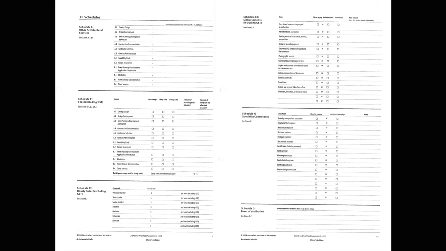Now, Schedule F, you can see there is a list of specialist consultants, and you can see also that the options are for the client to engage or for the architect to engage. So really, this goes back to what we were talking about in terms of secondary consultants and sub-consultants. Secondary consultants are engaged by the client and sub-consultants are engaged by the architect.